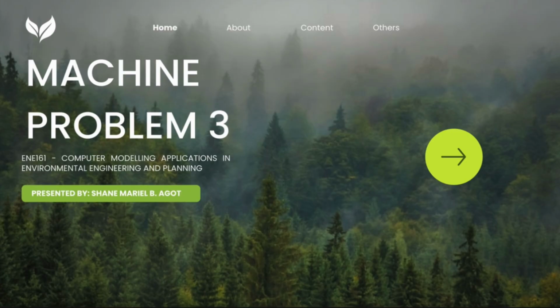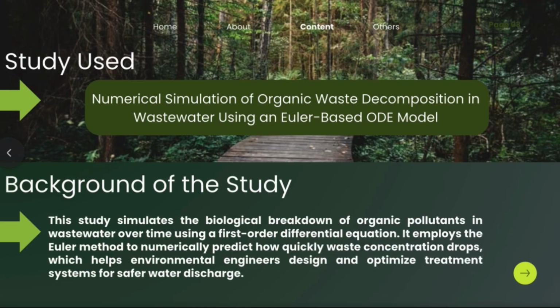So the objective of this is that it simulates biological breakdown. It uses a first-order differential equation to model how organic pollutants in wastewater break down over a period of time. It employs the Euler method to numerically predict the speed at which waste concentration drops. Specifically, it tracks how organic waste concentration decreases over a 7-day period, starting from an initial value of 500 mg per liter.